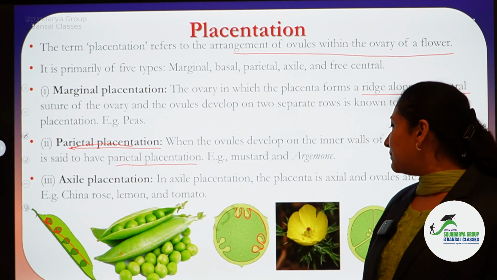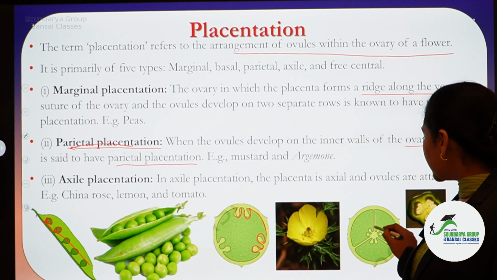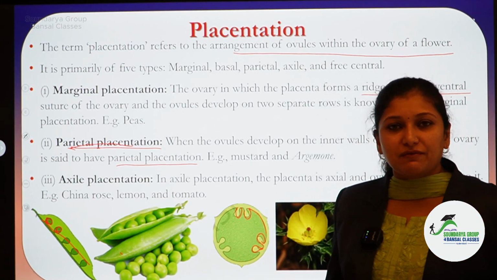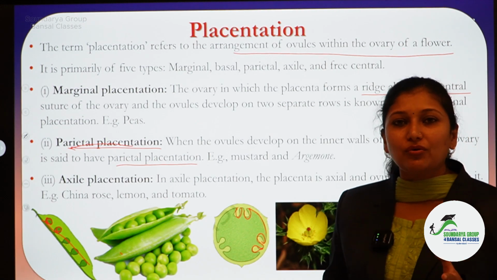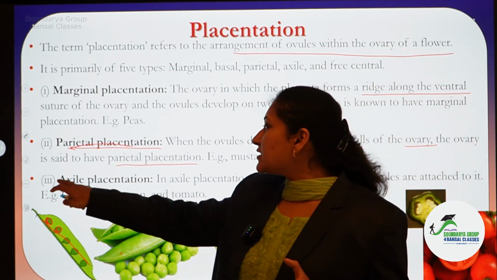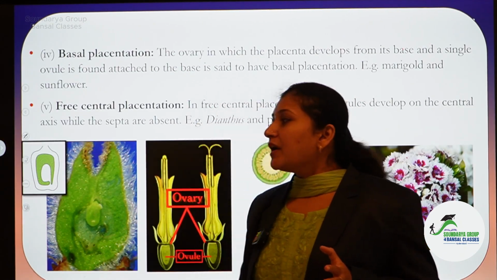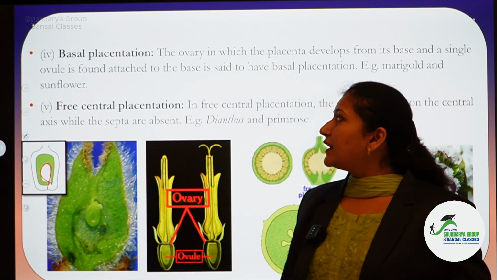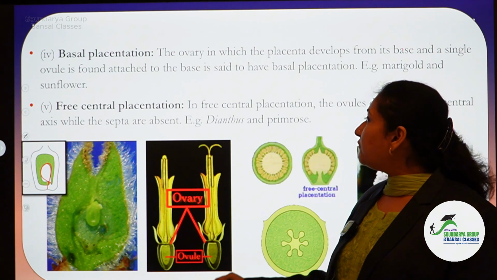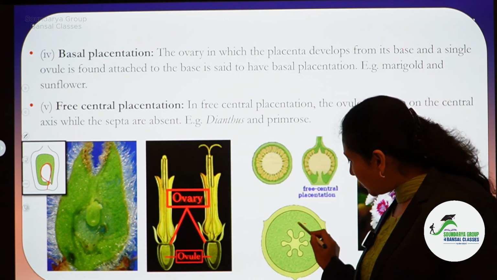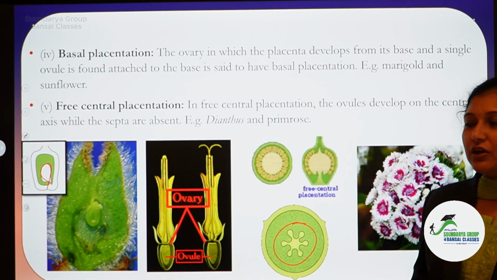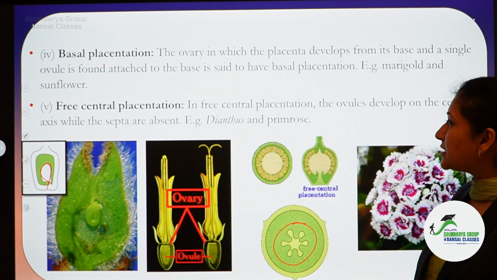Next is axial placentation. They are present in the axis. Here the ovary is divided into compartments. It is divided into 3 lobules. So you have loculated ovaries, and this is called axial placentation. Next, basal one. At the base you have only one ovule, that is called basal. Then free central. You can see ovules are present in the center without attaching to any periphery or any axis, that is called free central.